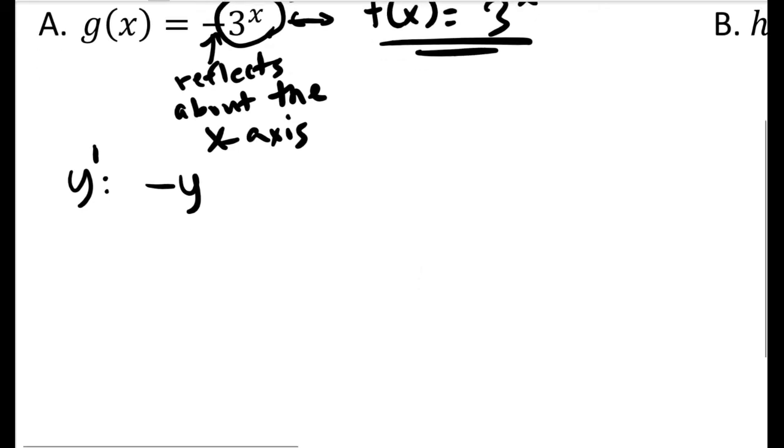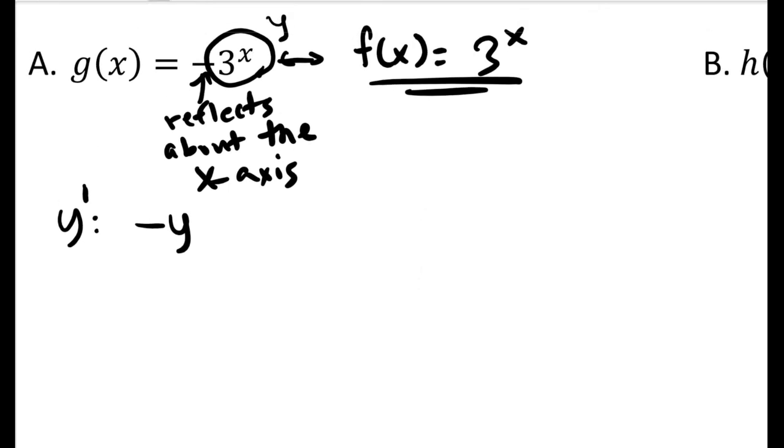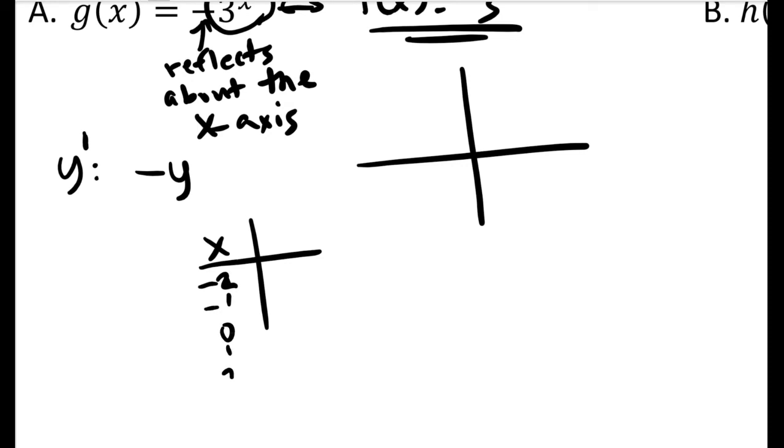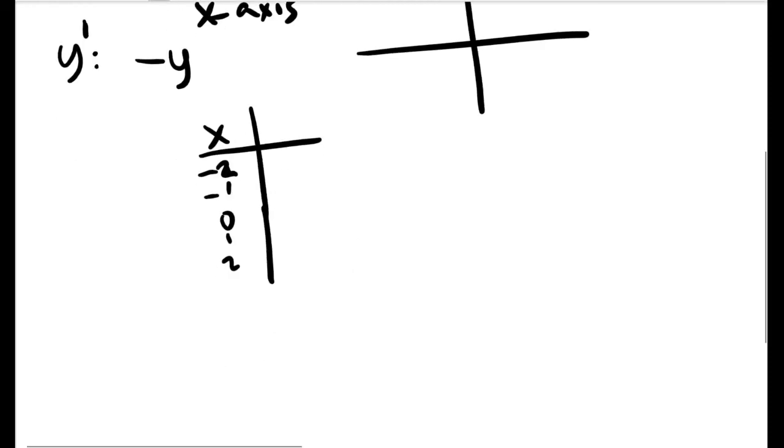All right, so now, since we know it's a reflection about the x-axis, and I know that 3 to the x, how do I know what 3 to the x looks like? Well, it's actually pretty simple because remember that if you were to plug in these numbers, -2, -1, 0, 1, 2, you could do that real quick, and it doesn't take very long.